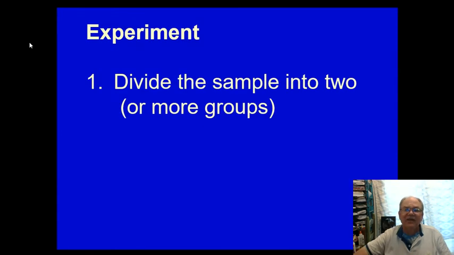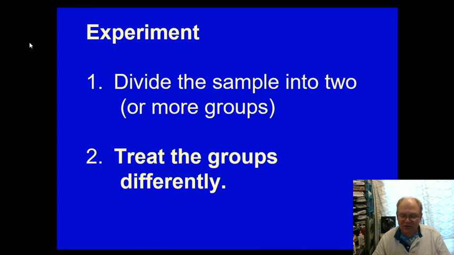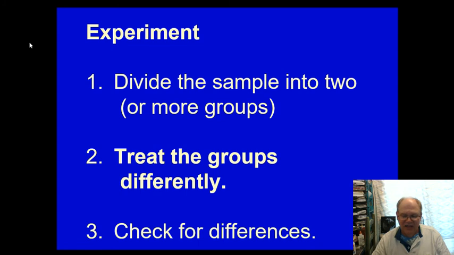The third way of gathering data is an experiment. If you think about it a minute, the steps in an experiment should kind of make sense. What you do in an experiment is take your sample and divide it into two groups, or sometimes more than two, but two is where we start. You're then going to treat those groups differently. And then you want to see if there are any differences because of how you treated them.